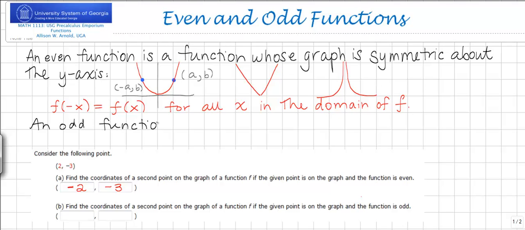An odd function is a function whose graph is symmetric about the origin.